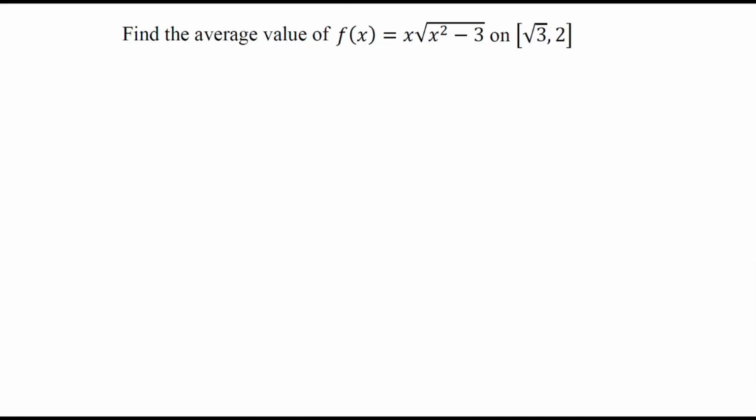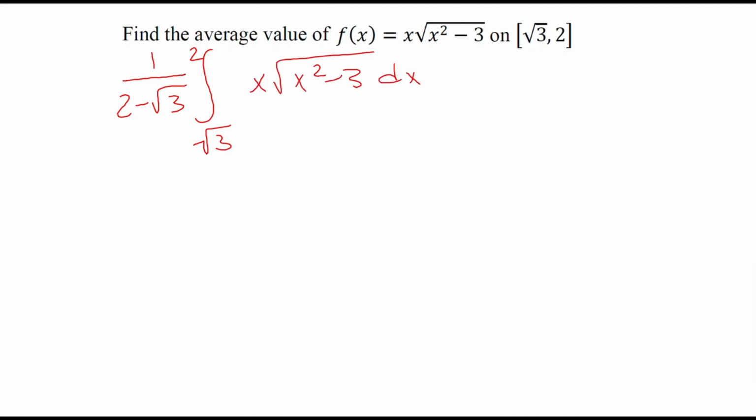All right, here we're looking for the average value of x root x squared minus 3 on the interval from root 3 to 2. So we'll start off with 1 over b minus a, so 2 minus root 3, times the integral from root 3 to 2 of x root x squared minus 3 dx.